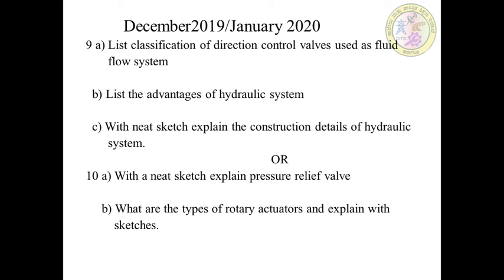In December 2019 as well as January 2020, we have a question paper in which question 9A is: list and classify the direction control valves used in the fluid flow system. List the advantages. Question 9B will be: list the advantages of hydraulic system. Question C, with a neat sketch explain the construction details of a hydraulic system. 10A, with a neat sketch explain the pressure relief valve. And 10B, what are the different types of rotary actuators, explain any one with a sketch.